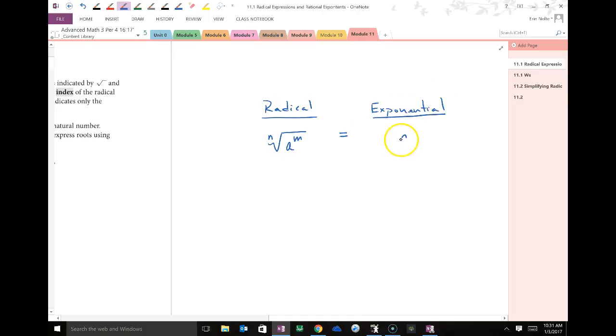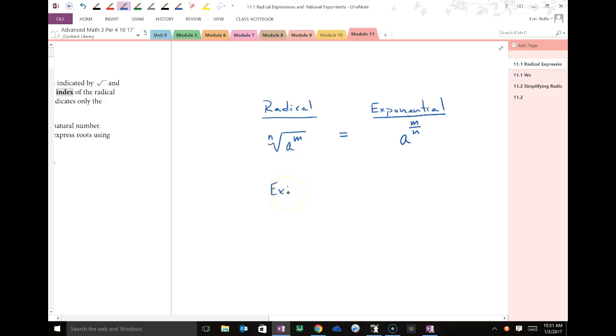Anybody want to take a stab at what the exponential form would be? A to the m over n. M over n. Very good. Simply, whatever the root is goes into the denominator, and whatever the exponent piece is goes into the numerator. Oh, I remember this. Yeah, you knew this already. Perfect.